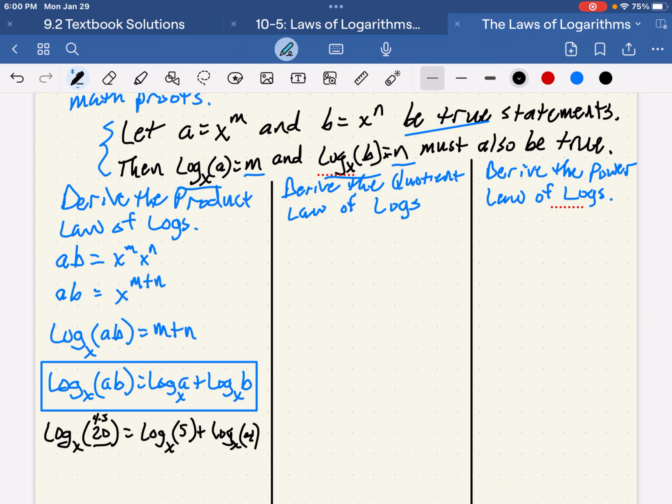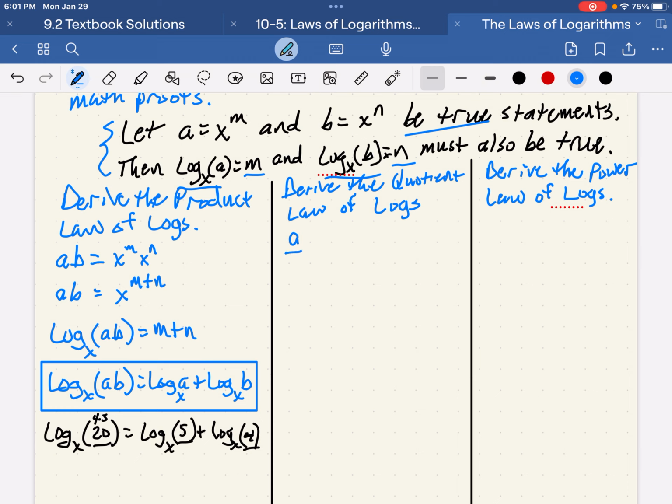I certainly could have said 2 times 10. And then you can break it up as the log of one of those plus the log of the other. You may not think that's important, but it will be. Okay, deriving the quotient law for logarithms.